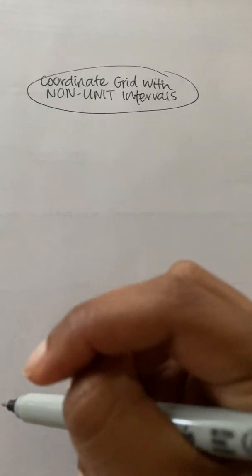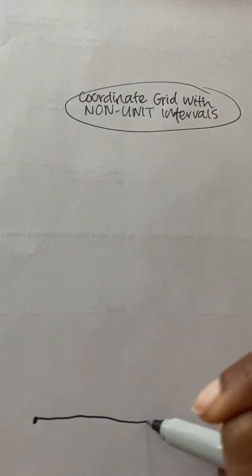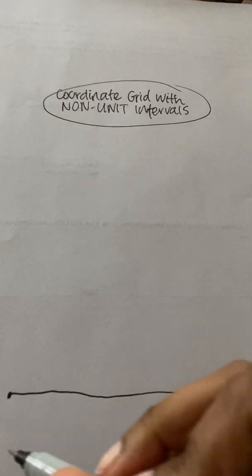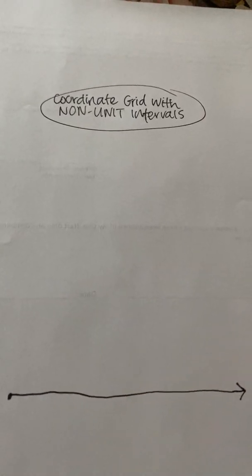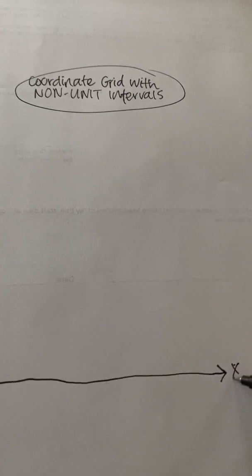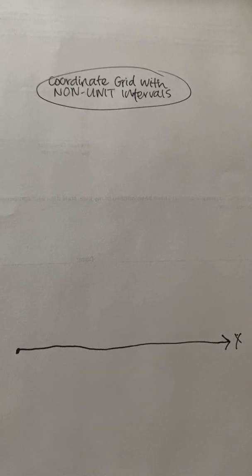Now I like to start with the x-axis because it helps me remember that x is always first. So remember, the x-axis is the horizontal axis. It goes side to side or left to right. And I'm going to label it x just like that. Okay, there's my x-axis. Now I'm going to draw my y-axis.